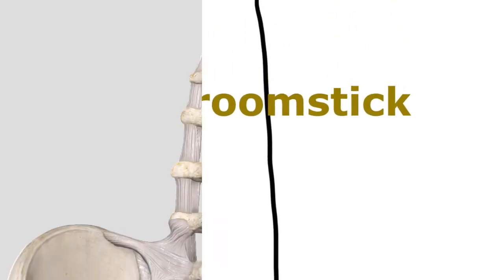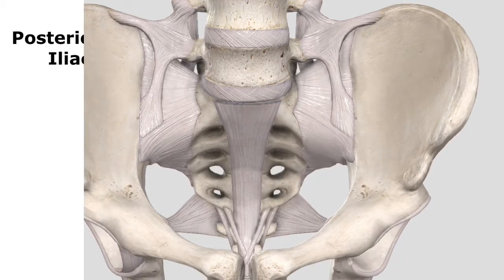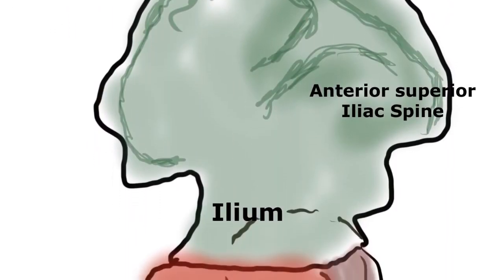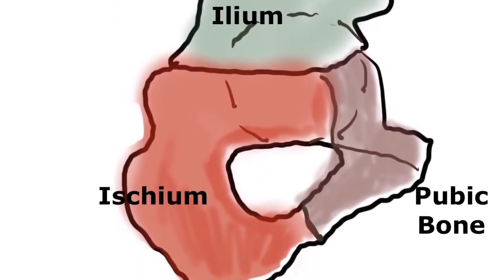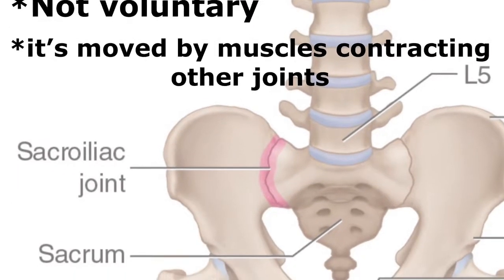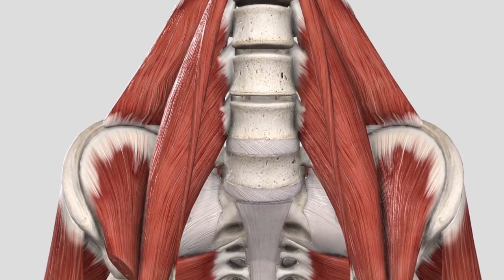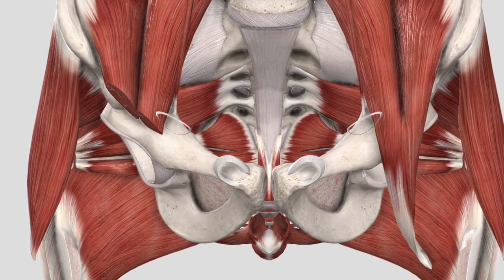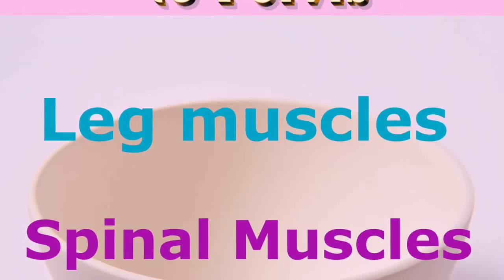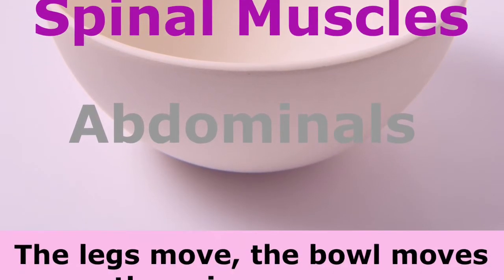The pelvis is a bit like a bowl and the spine like a broomstick sticking up out of it. There are many connective tissues in a complicated pattern keeping it stable. It consists of the ilium, the ischium and the pubic bone. We aren't able to voluntarily move our pelvis, but we can contract the other muscles that join on to the pelvis. For instance, our leg muscles, our spinal muscles, and of course our abdominals.